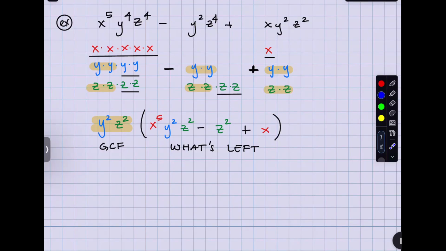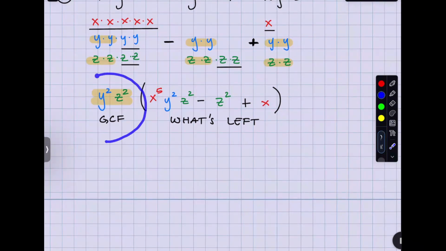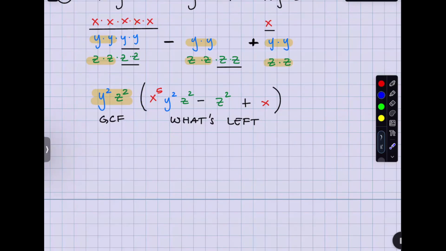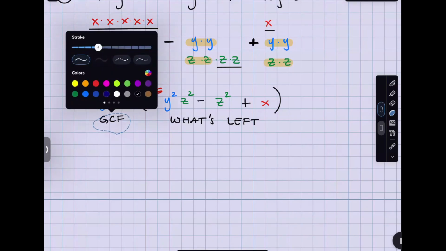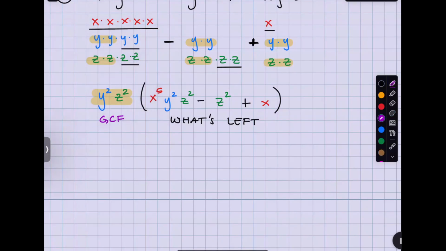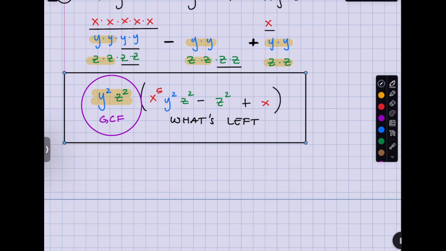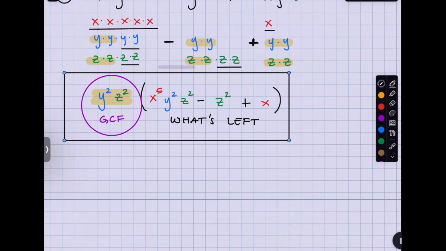Nothing? We're good? So, if you're only asked for GCF, this is GCF. That's all you need. Okay? So if it's asking for GCF, then that's all you need. Okay? However, if it's asking you to factor, then you need both of those. You need to get the GCF and what's left. That would be factoring.